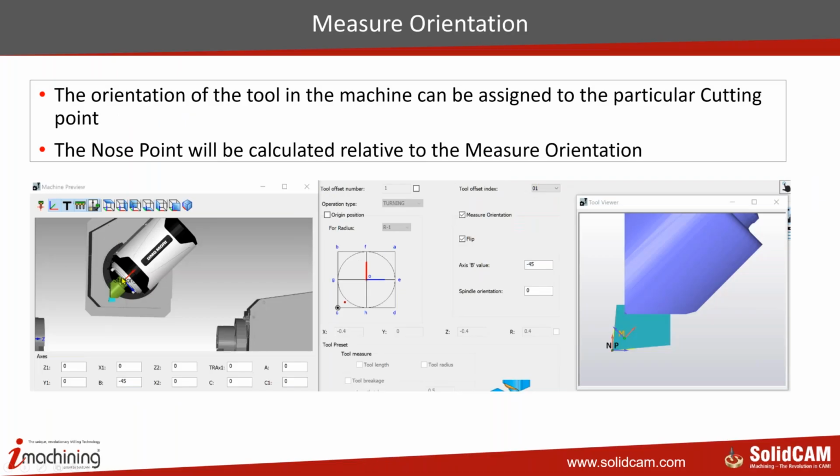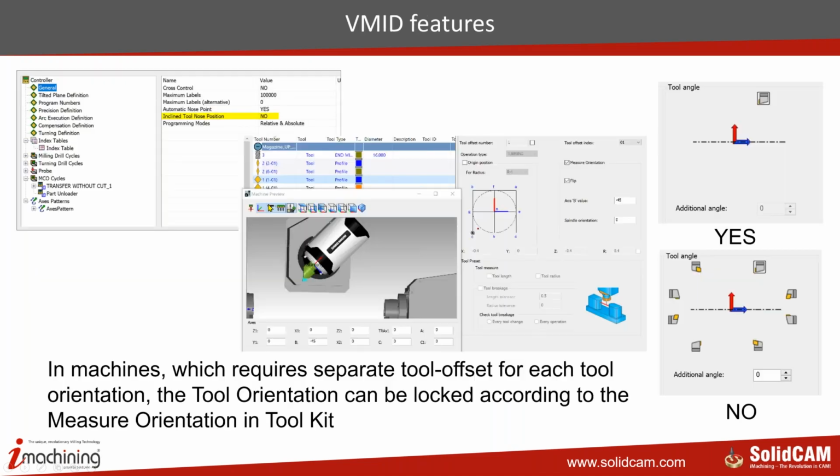So also when you measure the tool, in this orientation, of course, the nose point orientation will be relative to measured position, as in a real machine. Okay. So let's go forward.